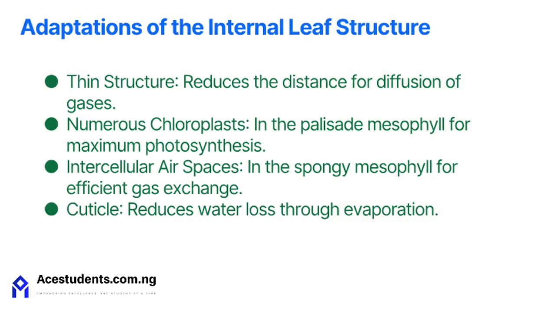The internal structure of the leaf is adapted to optimize its functions. The thin structure of the leaf reduces the distance for the diffusion of gases. Numerous chloroplasts in the palisade mesophyll ensure maximum photosynthesis. Intercellular air spaces in the spongy mesophyll facilitate efficient gas exchange, and the cuticle reduces water loss through evaporation.